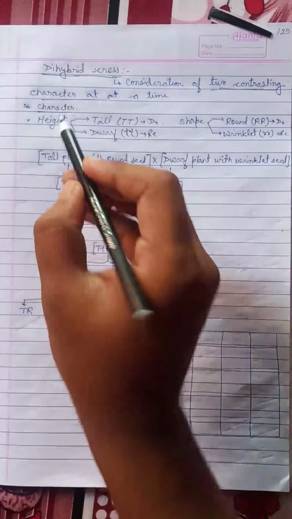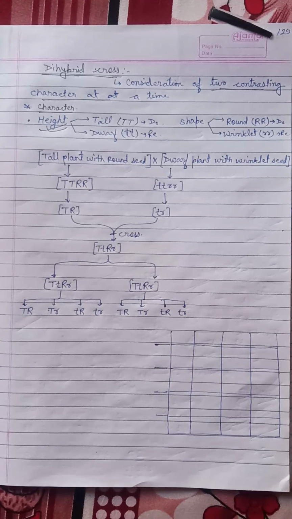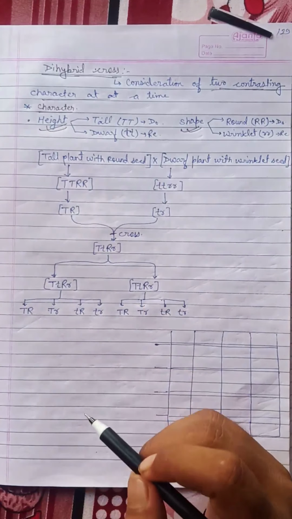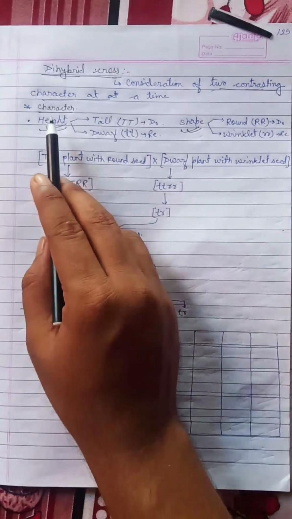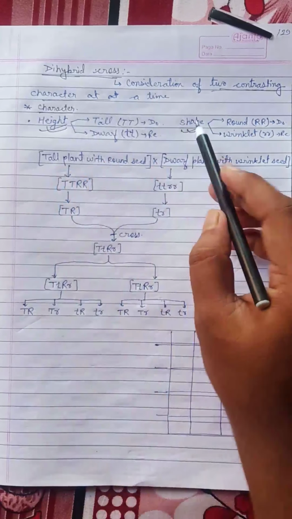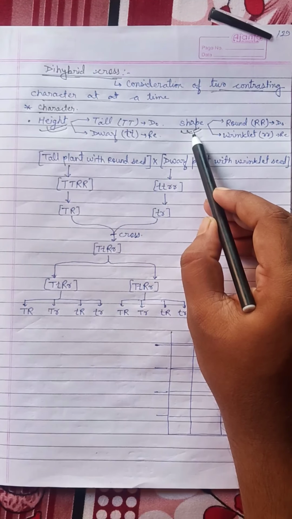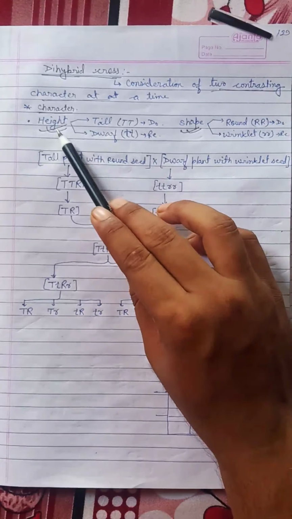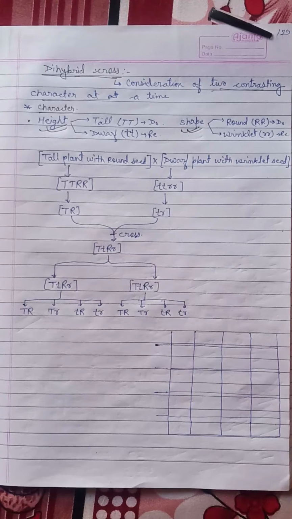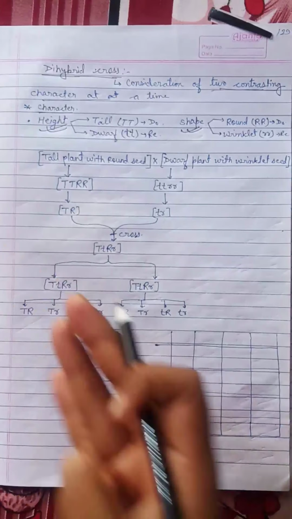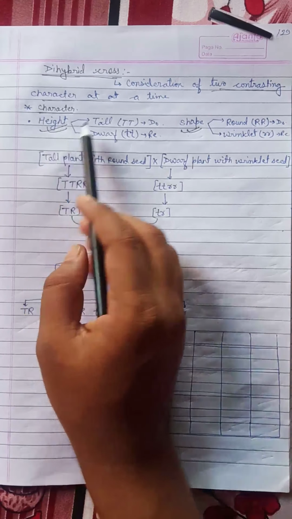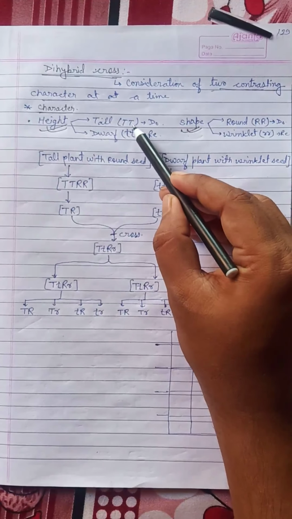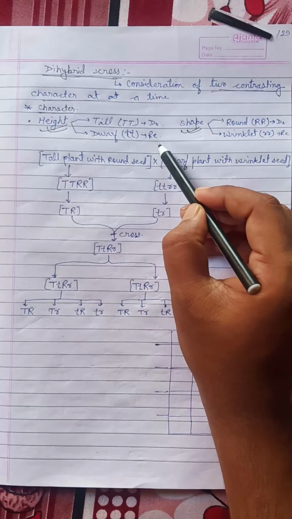That means if one characteristic is height and the second characteristic is shape, these are two different characteristics or characters for the plant. Like the height of the plant, what will be the height, what will be the shape of the seed, what will be the shape of the fruit, that is the difference. That is the two characters. We can take any two different characteristics, be it color, shape, size, height, anything you have. Now, in height, we have already seen there are two, tall and dwarf, denoted by capital T and small t, the dominant and recessive forms.